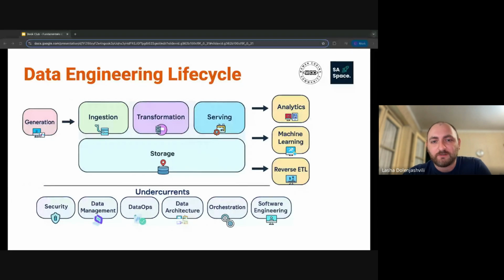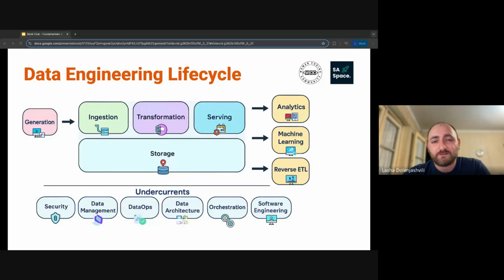Then we have ingestion. Ingestion is the movement of data from the source system into the storage systems. In our case, storage systems are mostly analytical storage systems. Then we have transformation, where raw data is cleaned, shaped, and refined into something useful. And to me, the most important layer is the final stage, the serving layer, where the actual business value is delivered, whether through analytics, machine learning, or different applications.